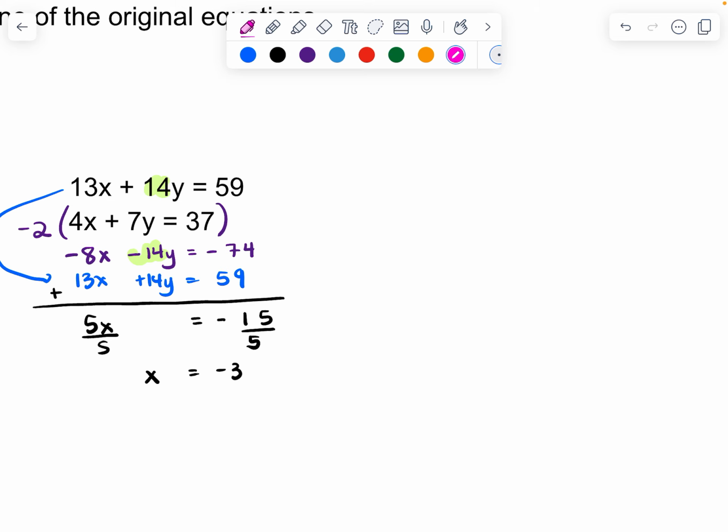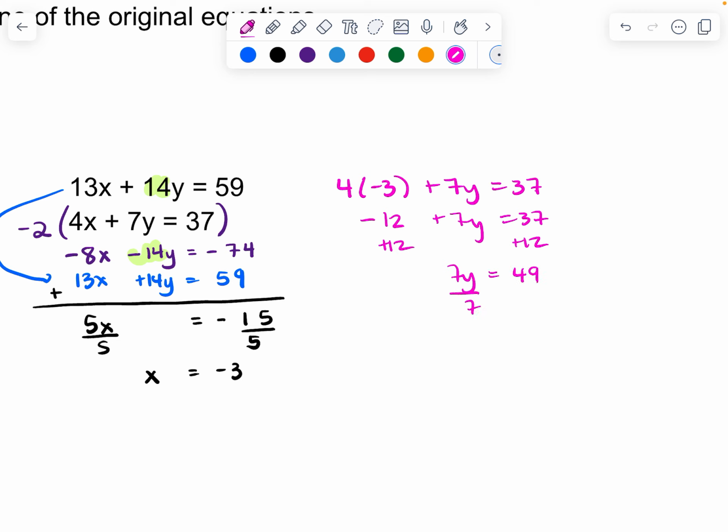Then I'm going to plug it back into one of the originals. I really don't want to multiply negative 3 times 13, so I'm going to pick the second equation. 4 times negative 3 plus 7y equals 37. So negative 12 plus 7y equals 37. I'm going to add 12 to both sides. I get 7y equals 49. I divide by 7 on both sides, and I get y equals 7. So my point is negative 3, 7. And that is my answer.